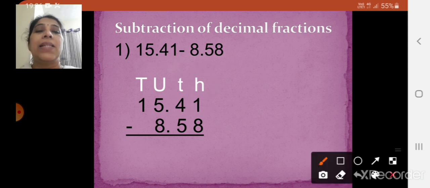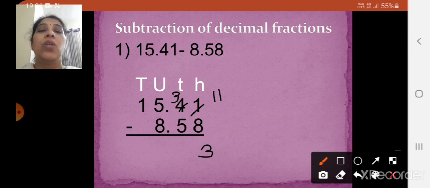So let's carry out now the subtraction. 1 minus 8. You cannot subtract 8 from 1. So you are going to borrow 1 from the tenths place. So in the tenths place it will become 3, and in the hundredths place it will become 11. So what is 11 minus 8? 3. Now 3 minus 5. You cannot subtract 5 from 3. So you are going to borrow 1 from the units place. So in the units place it will become 4, and in the tenths place it will become 13. So 13 minus 5 is how much? 8. Now you will put the decimal point.